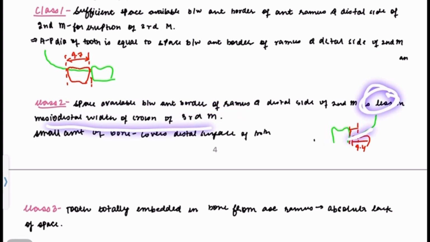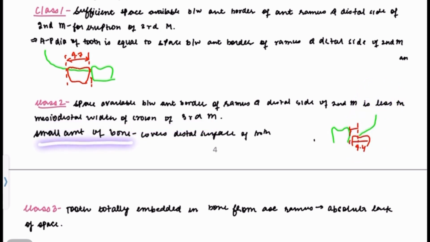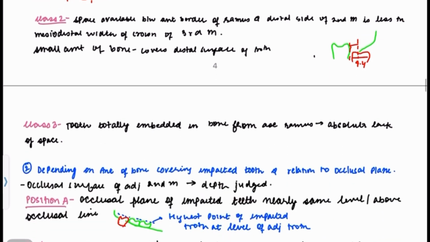So the space required was this much. That is, this much space was required for the tooth to come out, but the space present is very less. So a small amount of bone covers the distal side of the tooth. So class 1 was that there was sufficient space present, but in class 2 there is less space present, and in class 3 there is absolute lack of space.